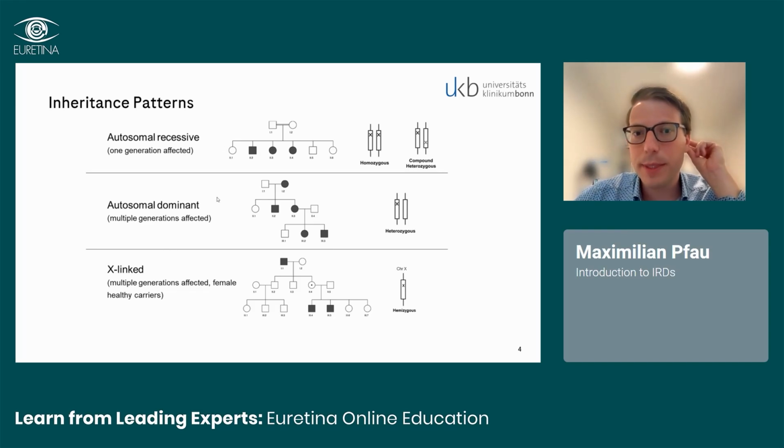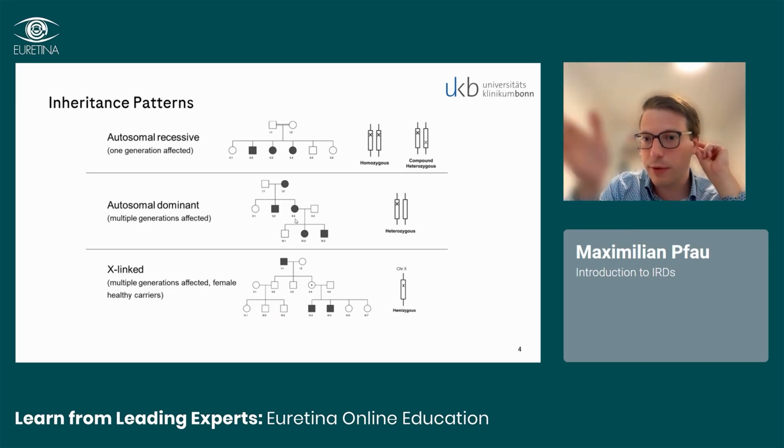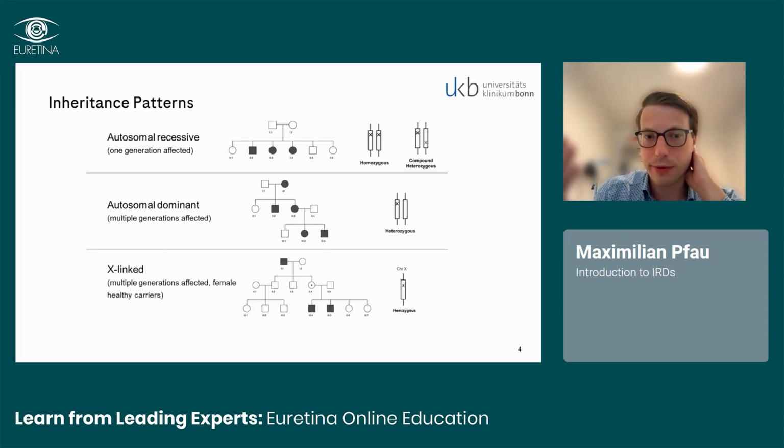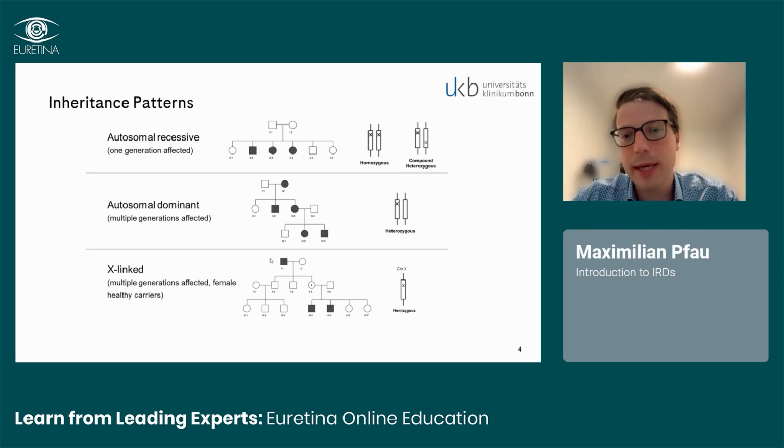Then autosomal dominant disease, where you have affection in 50% of the offspring across 3 generations to prove it. And then X-linked diseases, where you have males affected and then females that are either asymptomatic or have a mild carrier phenotype.